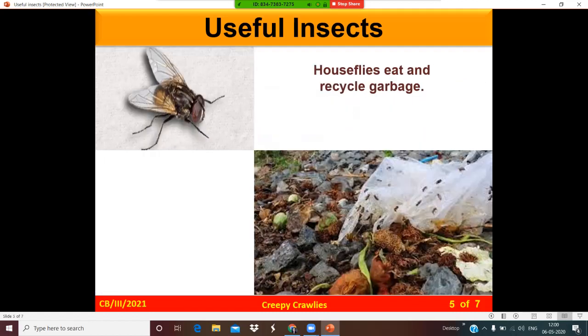Now, second is house flies. Okay, now see, always some noise comes around us wherever we are sitting in not a proper place, like any dirty place. If we sit, these house flies make a noise, right? But these house flies are very important. They are recycling the garbage. Okay, they are eating these garbage things and they are recycling it. So again, they are very useful for us.